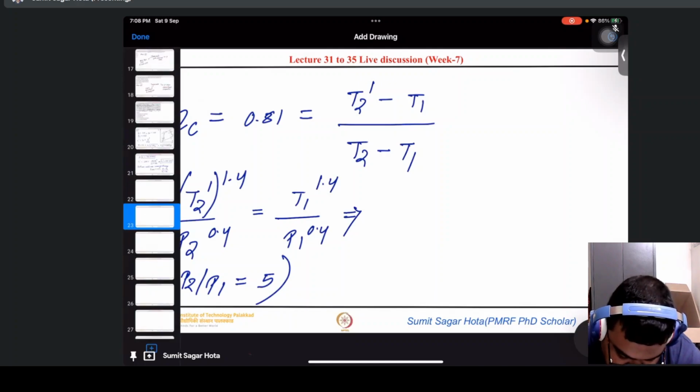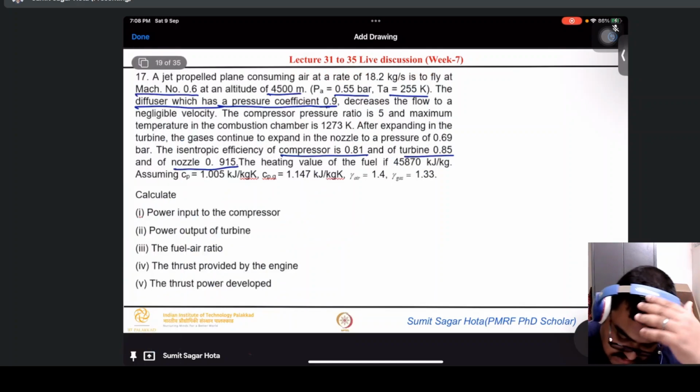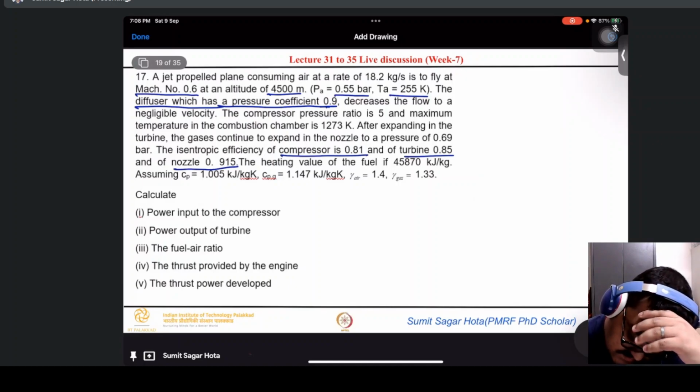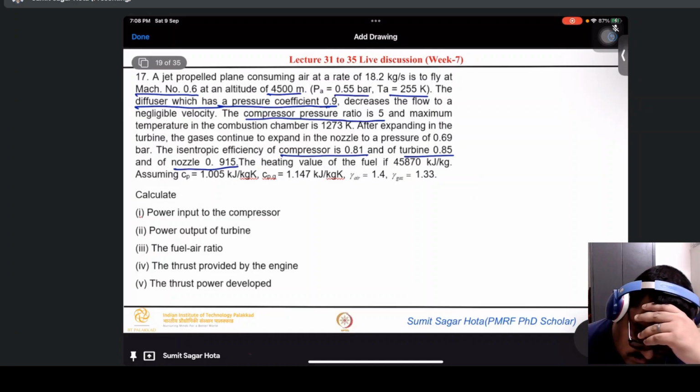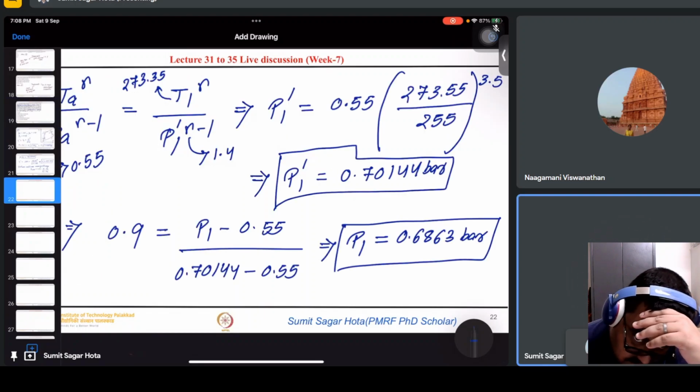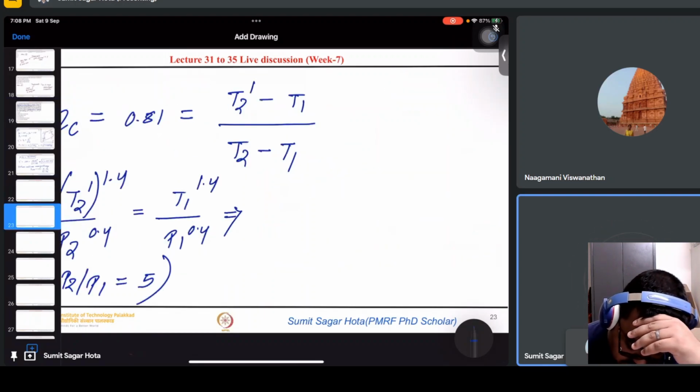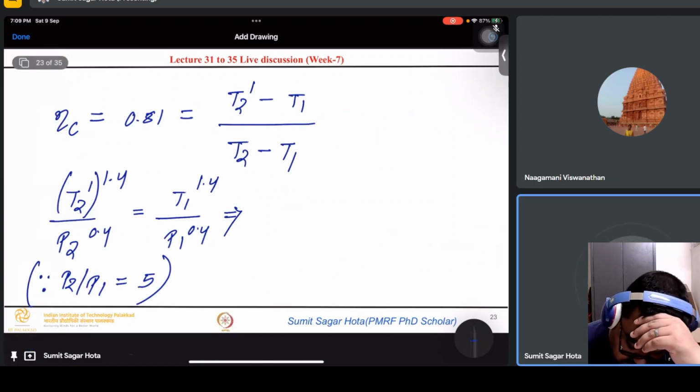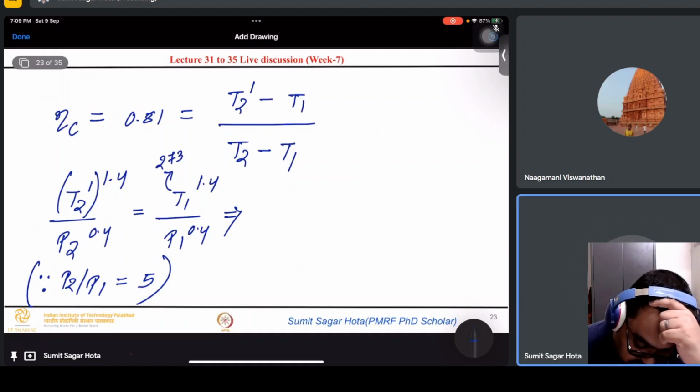Because in the question it's mentioned. Where is it mentioned? Yeah, the compressor pressure ratio is 5. Okay, so P2 by P1 is equal to 5. And what is your T1? T1 is 273.35. Okay, so substitute and find out T2 dash.